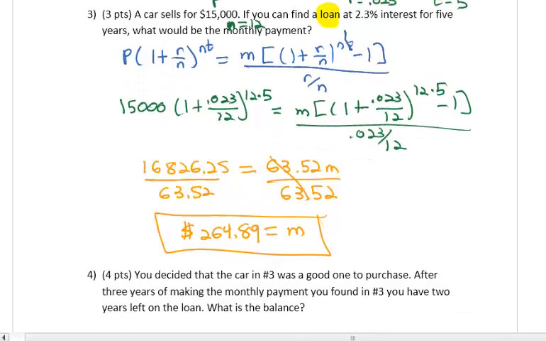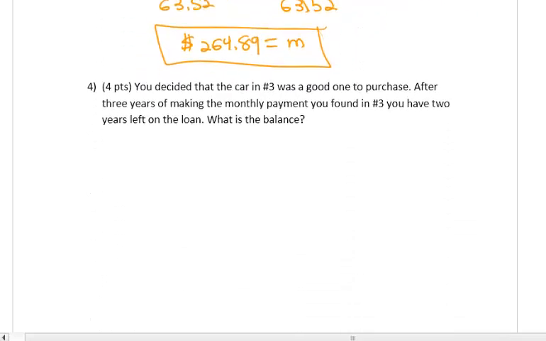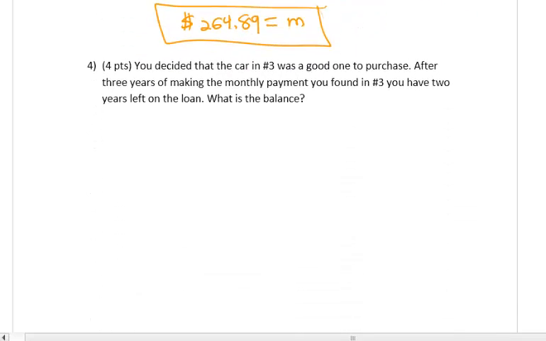And so in problem 4, you decide, yeah, I want to buy that car. So you're 3 years into the loan. That means the amount of time left on the loan is 2 years. It was a 5-year loan. You're 3 years into it. Time is 2 then, the remaining amount of time.